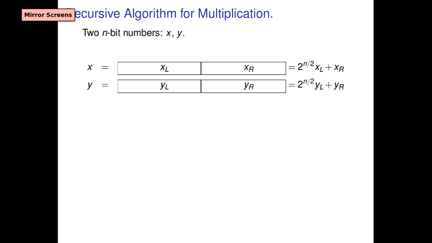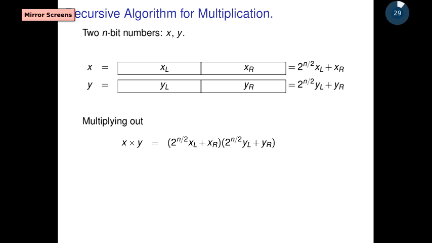Now I'm going to come up with a recursive algorithm for multiplication. Here you can multiply out: you have a plus b times c plus d. This is FOIL. Remember FOIL? Everybody remember FOIL? First, outside, inside, last. Not everybody remembers it. I remember it.